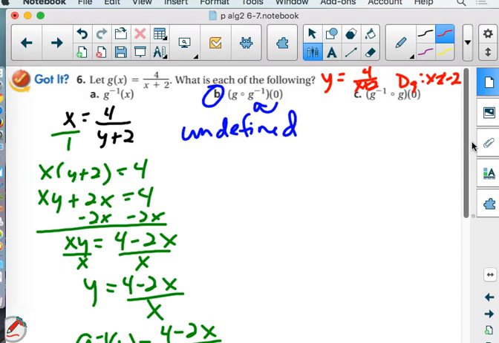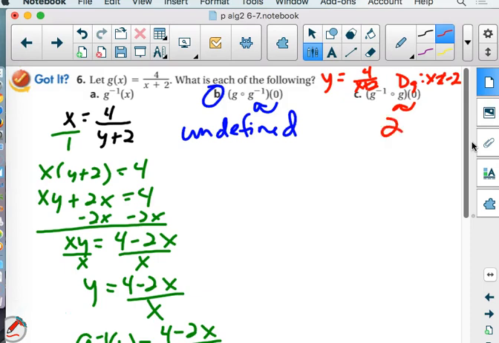Can we put 0 into the original? Yeah, we can. It was just negative 2 that was bad there. So let's start there. If you put a 0 in here, it's going to be 4 over 0 plus 2. What's that? 2. Now we're not done yet, because we still have to put that into the inverse.